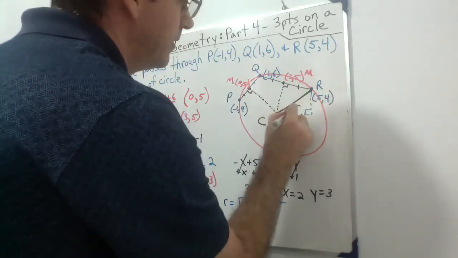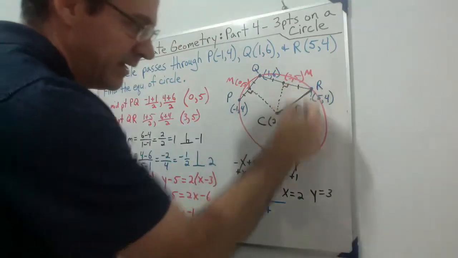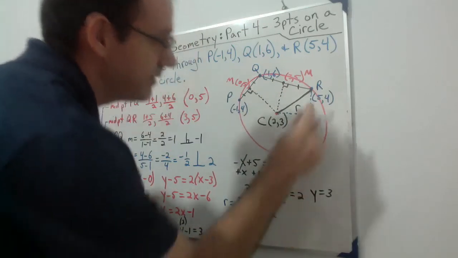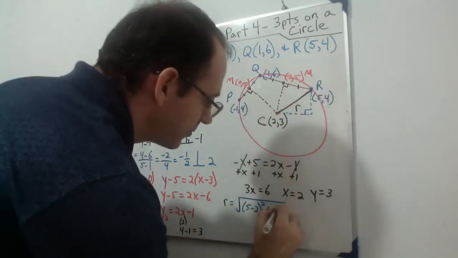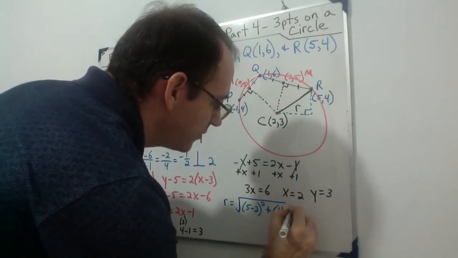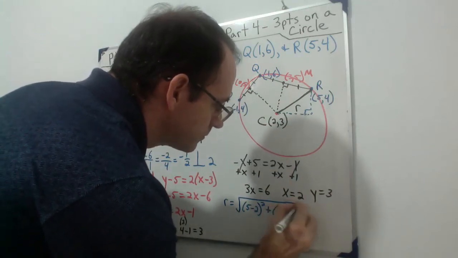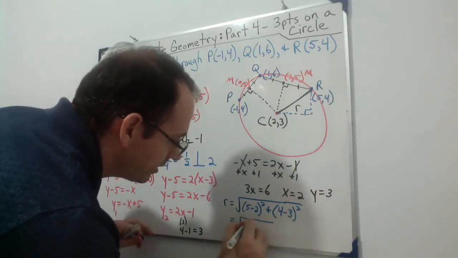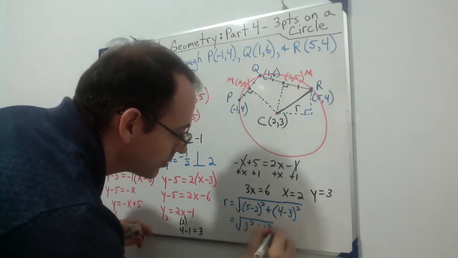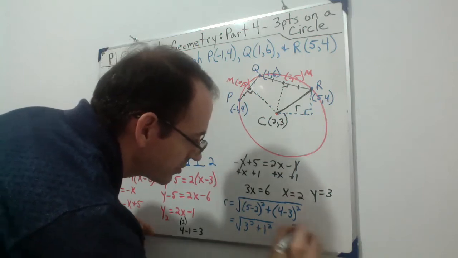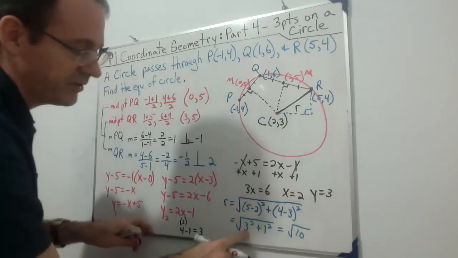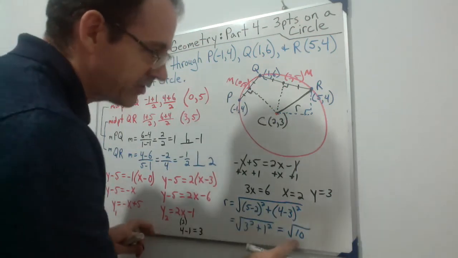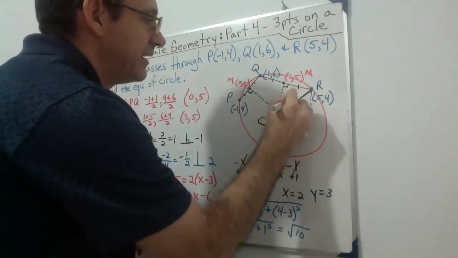Might make more sense going this way. There we go. So parallel to the x-axis, 5 minus 2 is 3 squared, and then 4 minus 3, that's 1 squared. So this equals the square root of 3 squared plus 1 squared. 9 plus 1 is 10. So the radius is the square root of 10.